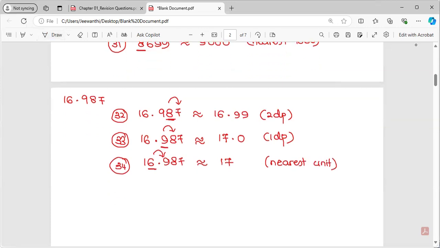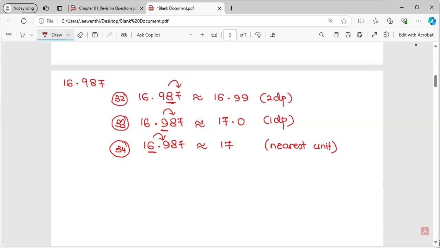Straight away, I will do question 35 also, because it follows the same pattern. It is 9.999, and we have question 35. We want to correct it to 2 dp.